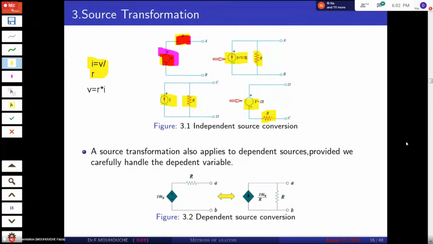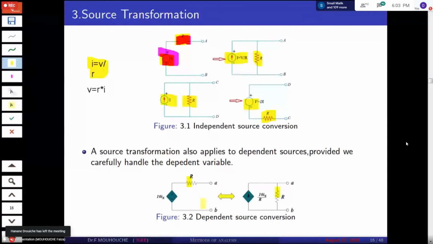The same thing we can apply for dependent sources, provided we carefully handle the dependent variable. Here we have the voltage controlled voltage source in series with R, converted into the current controlled current source in parallel with R. This is for dependent source conversion.